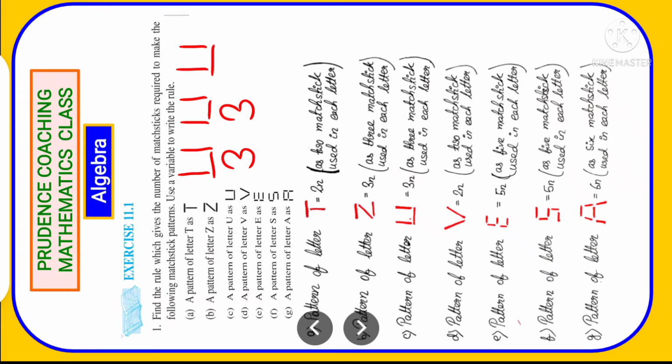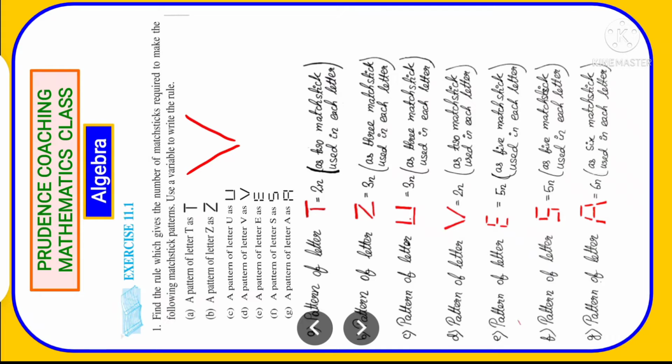So we are multiplying how many matchsticks are required in a single U, that is 3, into the number of U's, that we don't know. We are assuming it to be n or anything. You can assume any variable. So 3 into n, you will get 3n. So this is our final answer. Next one, we have the letter V.